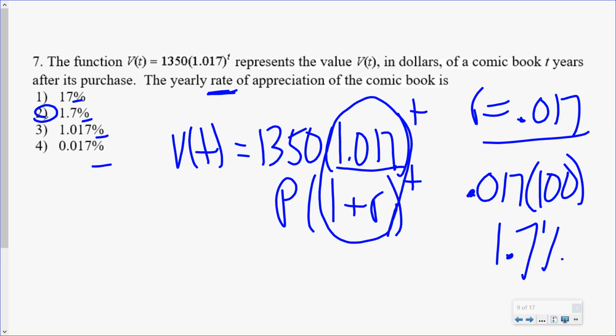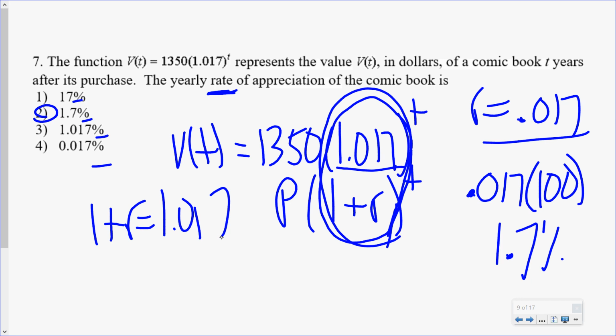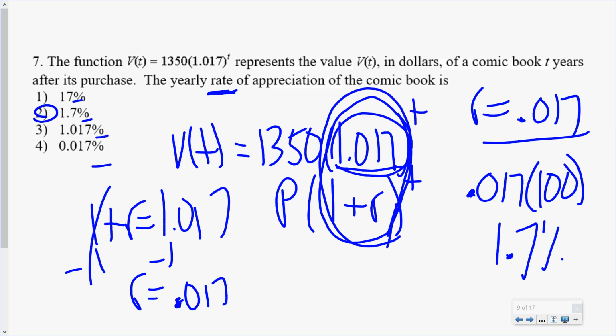And listen, if you want, you could always just do 1 plus r equals 1.017 and solve from there. But I think it's going to be easier for you, if you really need to understand what's going on when you see this here, you're adding 0.017, so that's your rate. Multiply it by 100 to make it into a percent.